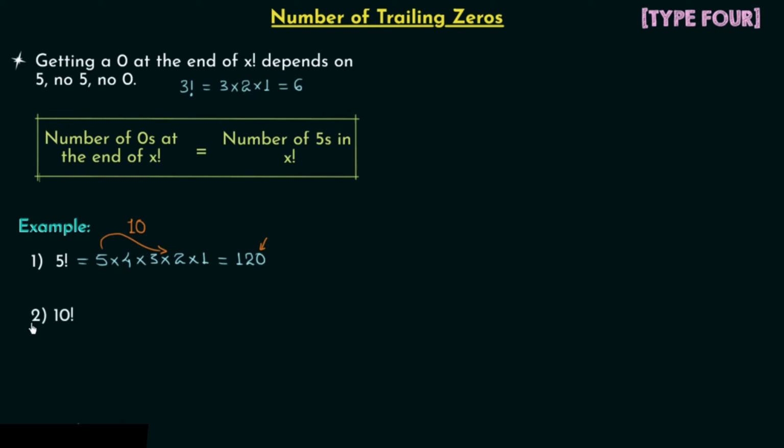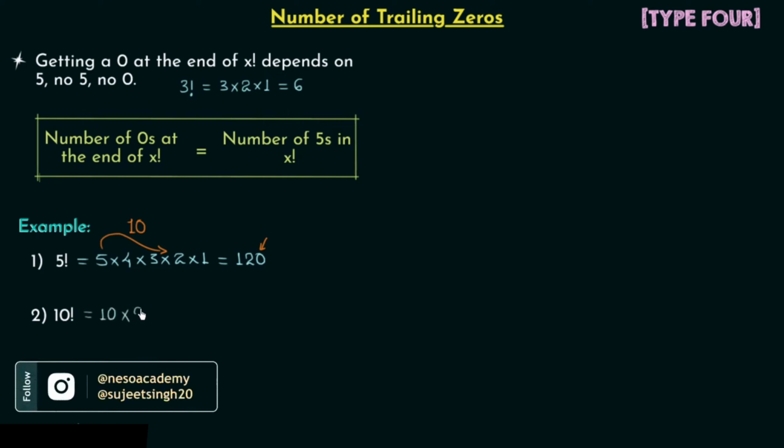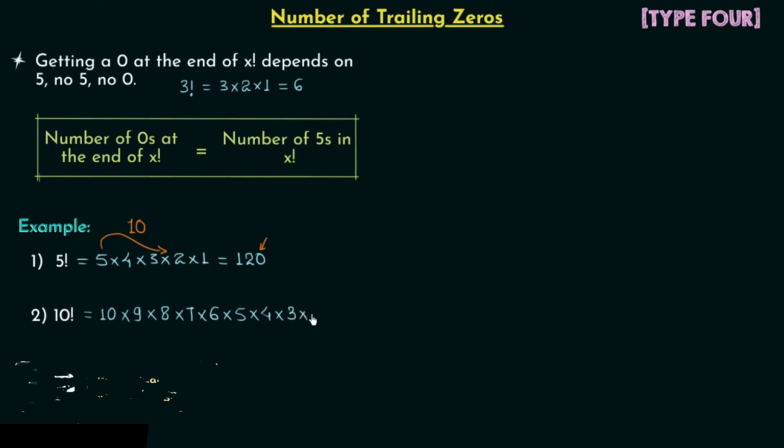Now let's see the example number 2. We have 10 factorial and we know 10 factorial is equal to 10 multiplied by 9 multiplied by 8 multiplied by 7 multiplied by 6 multiplied by 5 multiplied by 4 multiplied by 3 multiplied by 2 and then multiplied by 1. And when you solve this, you will have 3628800. So in this way, we are getting two zeros at the end of 10 factorial.